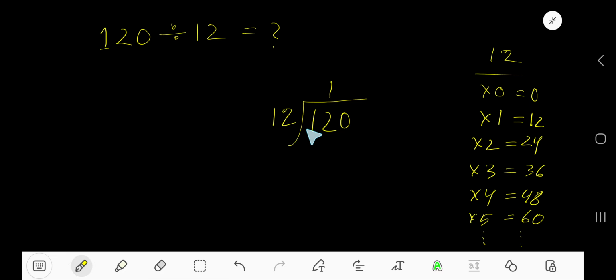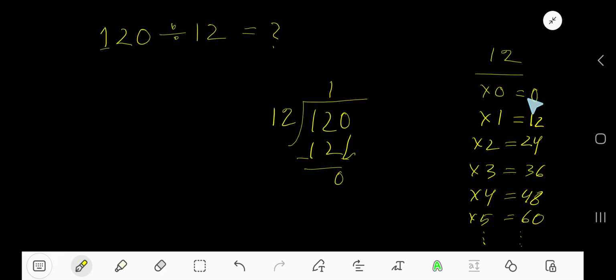So 1 times 12. Since we are considering the ones and tens place number 2, the quotient will come over the tens place digit. So 1 times 12, 12. Subtract, you are getting 0. Bring down this 0. 0, 0 means 0.